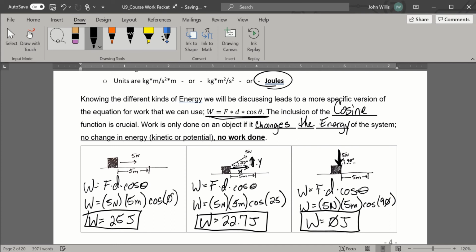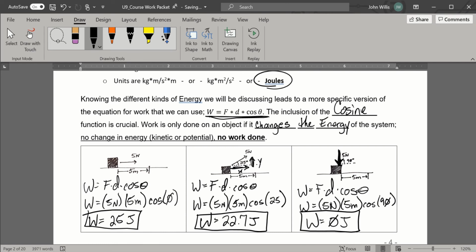Basically, what this is telling you is that the box might be moving to the right, but it's not moving to the right because of the 5 newton force you applied to it. It's moving to the right because something else is happening to it. We don't know what it is. It's not represented in this diagram, but your 5 newton force is not responsible for that motion. Therefore, according to physics, you're not doing any work. And that's all it is.